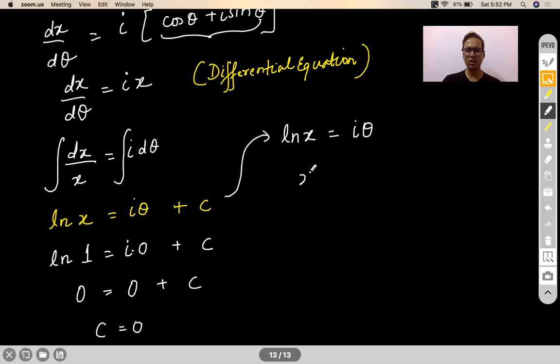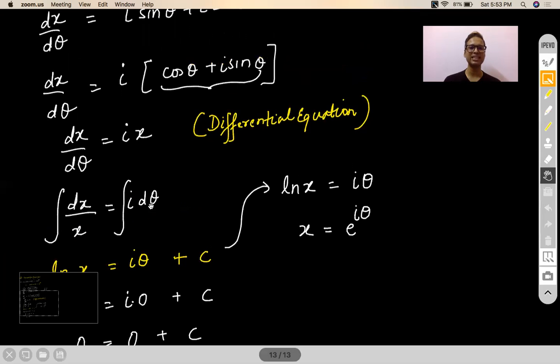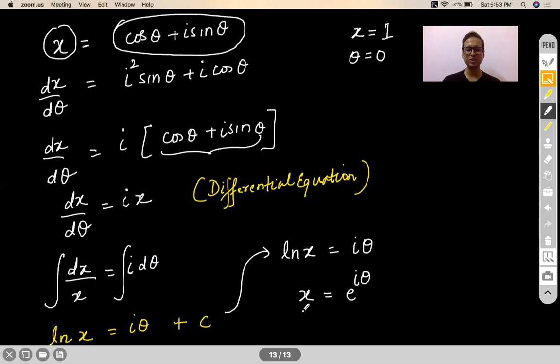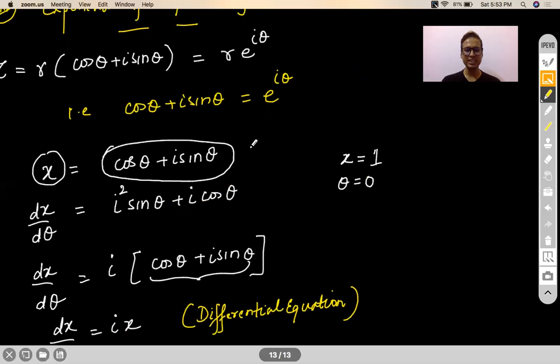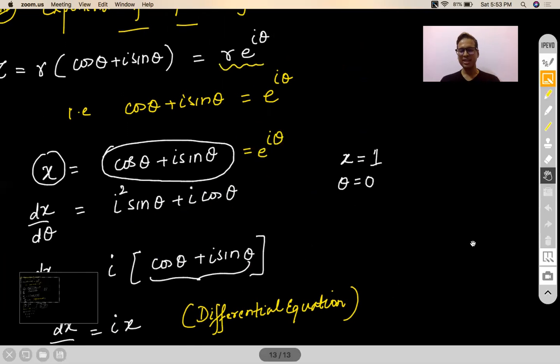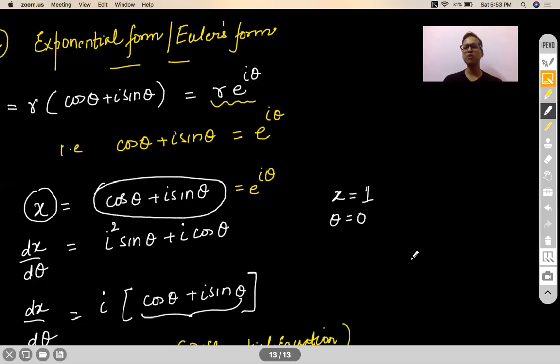And then he took the antilog on both sides, and he figured out that x, which was cos theta plus i sin theta, can also be written as e to the power i theta. Okay, and he started using e to the power i theta instead of cis theta, and hence the Euler form representation of the complex number. It is one of the most powerful forms of representation of complex numbers, because it allows you to do multiplication, division, log, nth power of a complex number very easily. With much ease and comfort, you can do that.